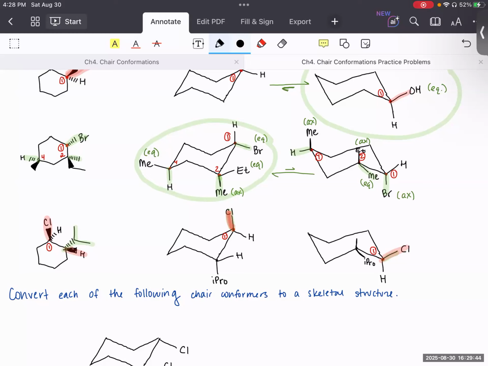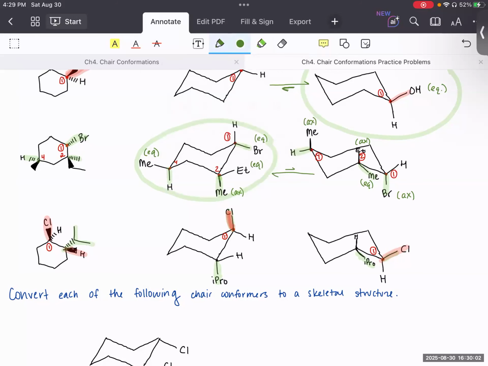And so we'll have the isopropyl in the equatorial and that hydrogen pointed up. And so we can see that both of those isopropyl groups are tilted down in those structures, which corresponds to the dash structure on the left.